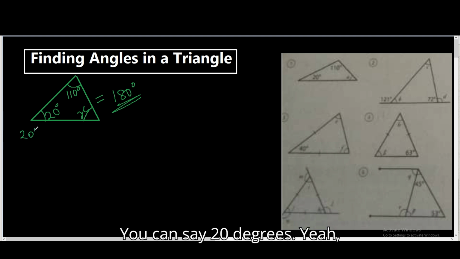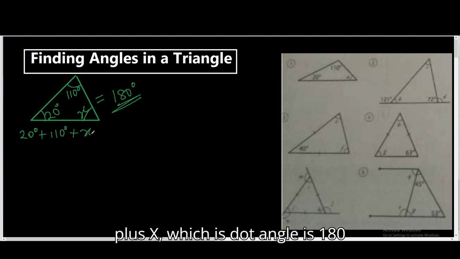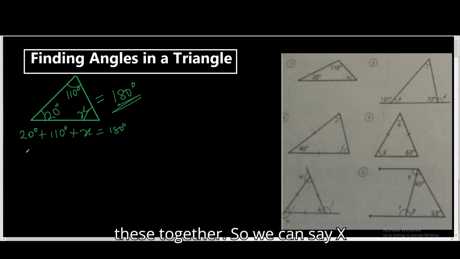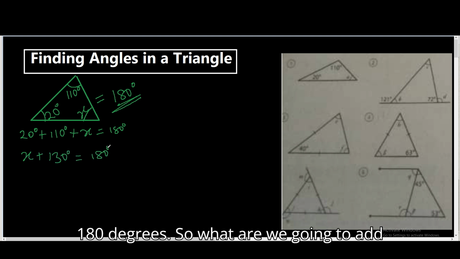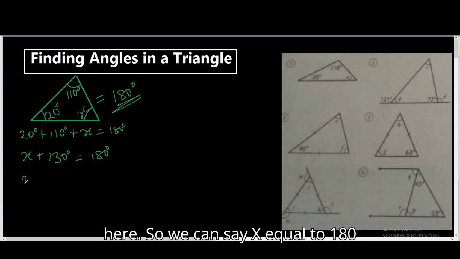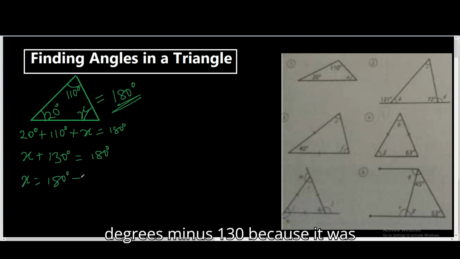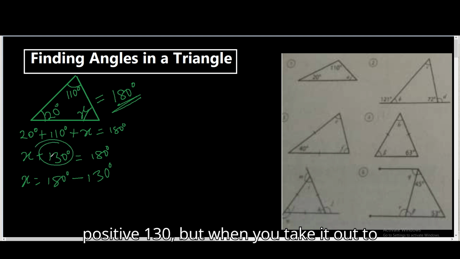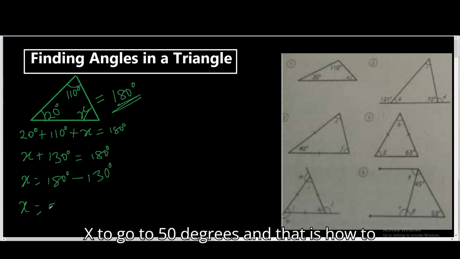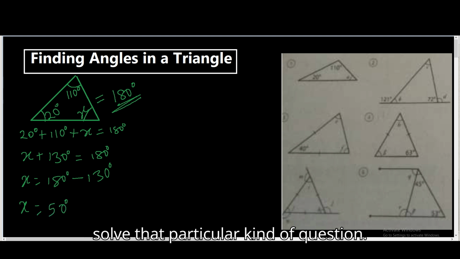You can say 20 degrees plus 110 degrees, plus x, which is the third angle, is 180 degrees. Then what we have here is to add these together. So we can say x plus 130 degrees gives us 180 degrees. So what are we going to add to 130 to get 180? That's going to be 50. So we can say x equals 180 degrees minus 130, because it was positive 130, but when you take it out to subtract, it becomes negative. So that's x equals 50 degrees. And that is how to solve that particular kind of question.